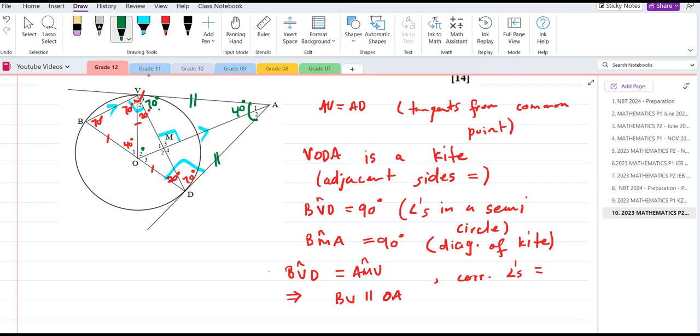Right, so if we choose OAD and OAV, we can say this is 90 and this is 90 degrees, OA is common. 90 degrees, hypotenuse, and a side. So 90 degrees, hypotenuse and a side, then you can say angle O2 is equal to angle O3. I think you have to go the congruency route.